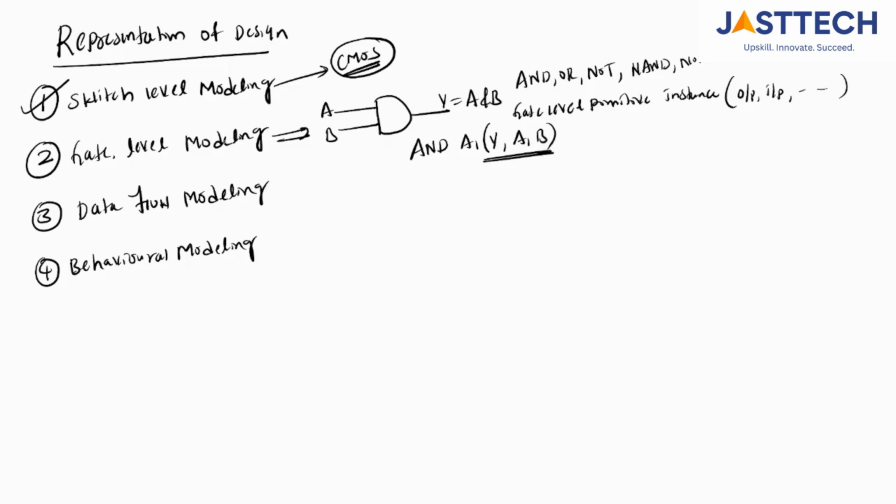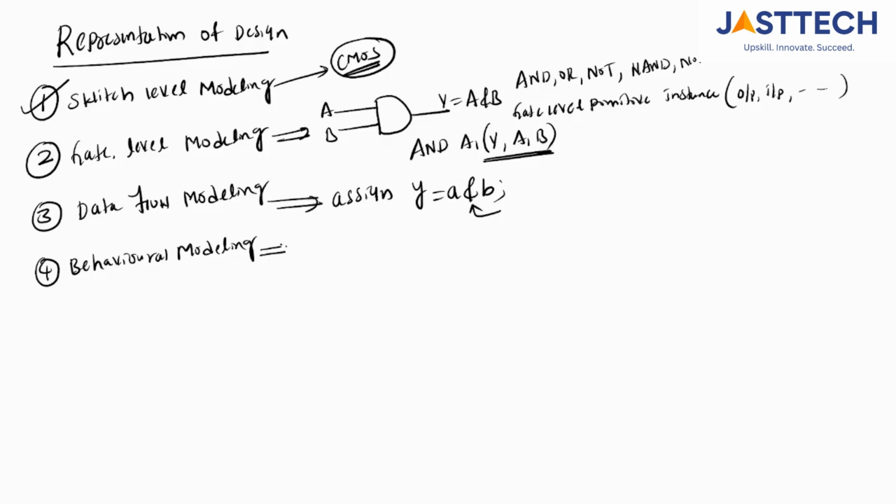Next, data flow modeling means you are representing in terms of expressions. Suppose you are using a continuous assignment statement, that is assign. Assign y equal to a and b. This uses a bitwise logical operator; these operators we will discuss. So y equal to a and b, this is data flow modeling.